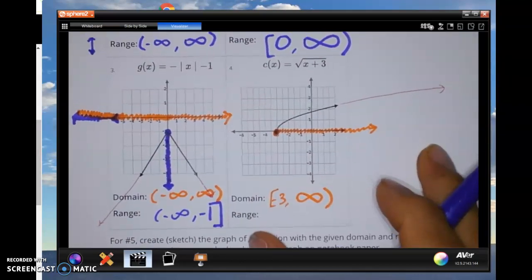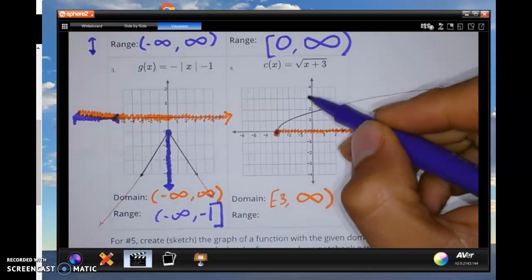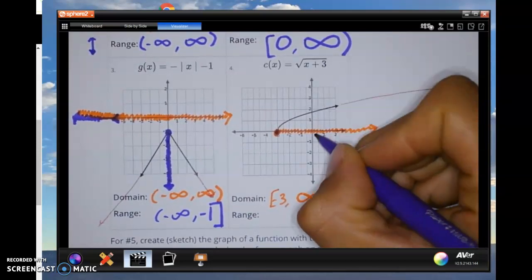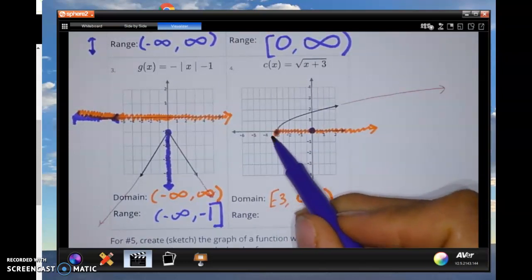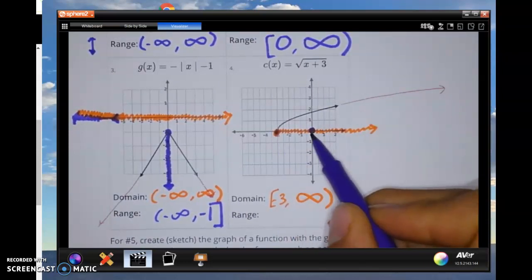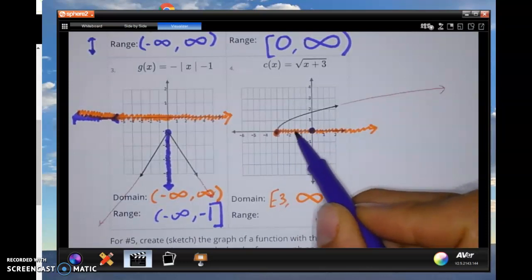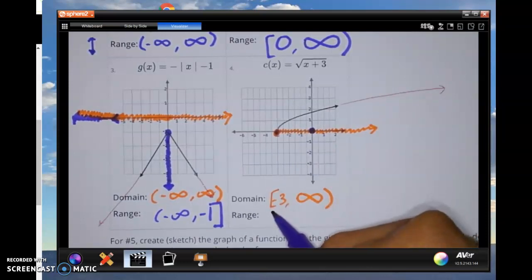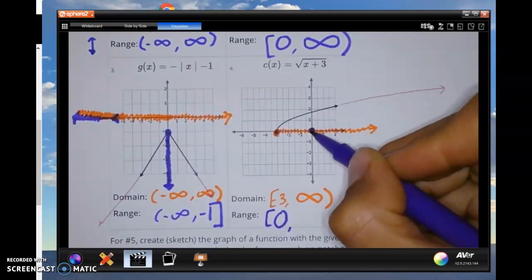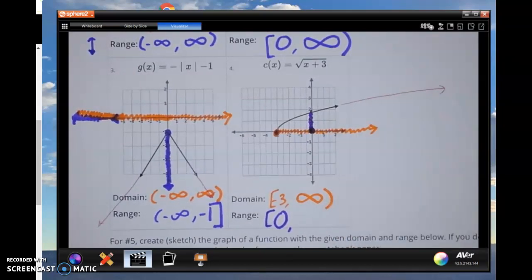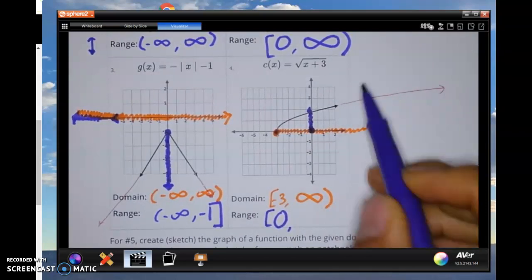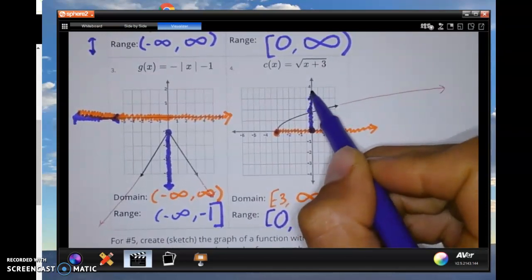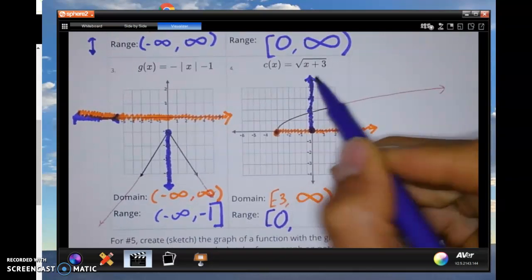When we're looking at the range, the lowest value on our graph appears to be 0. And just because we were able to use this filled circle, we will use the filled dot also. And we are starting at a y value of 0, and we're going up, going up. And because of the arrow, we continue to grow upward also.